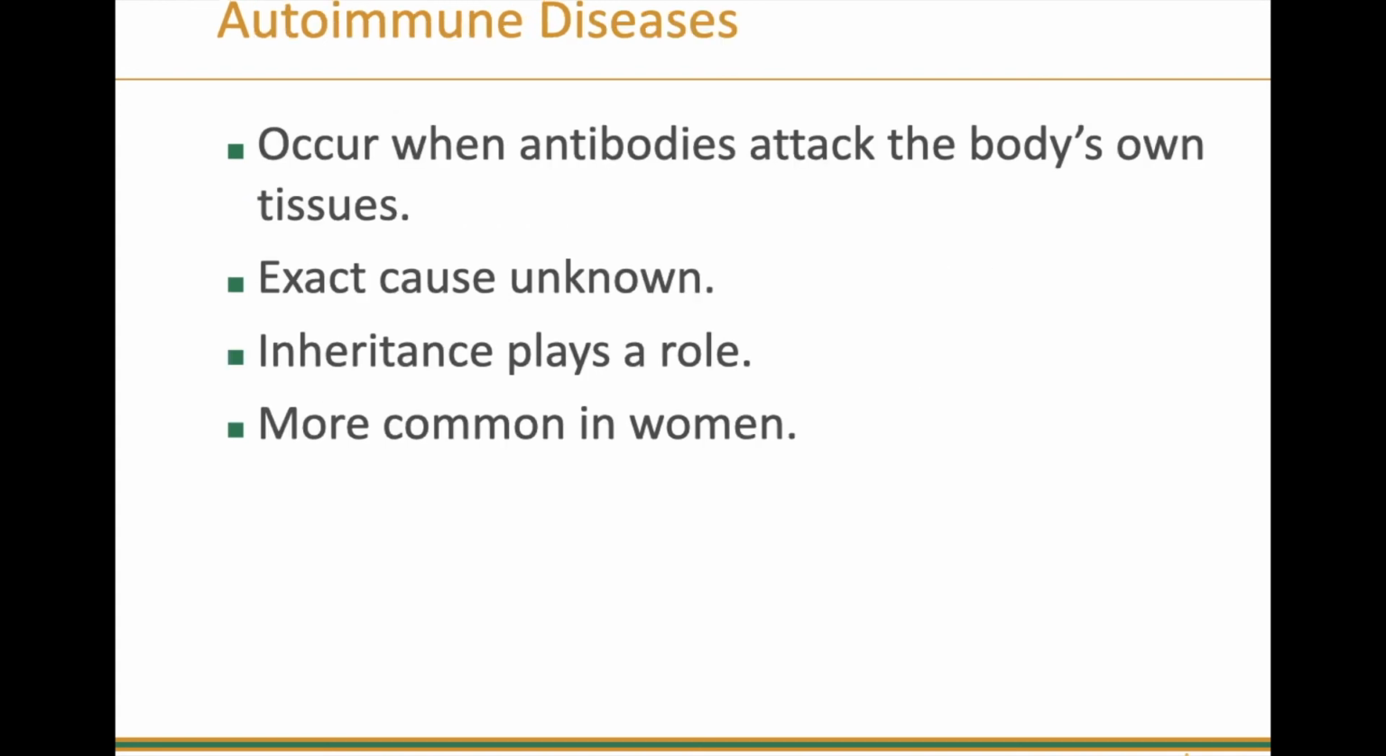Then the last thing is autoimmune diseases. These occur when antibodies attack the body's own tissues. The exact cause is unknown. Inheritance plays a role in some of them, and they seem to be more common in women. Some examples of these would be rheumatoid arthritis. So your body might be exposed to an antigen that's similar to your own cells, and then your body starts to make antibodies to that antigen, and if they're close enough to your own cells, then you can start to attack your own cells. Not good diseases to have.